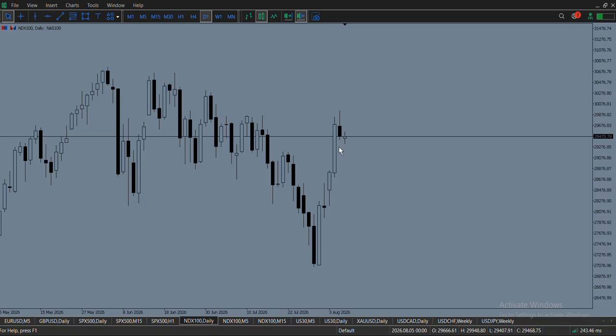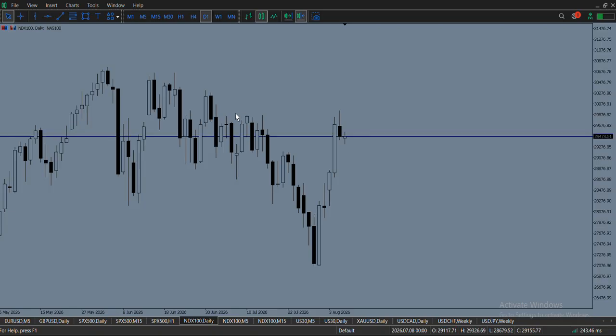sticking to what I'm thinking about and not getting swayed by price action, because sometimes you can get swayed by price action in whatever it does. So let's just get right into it.